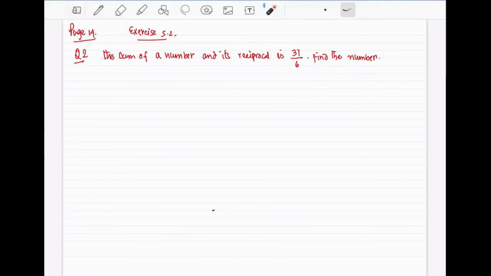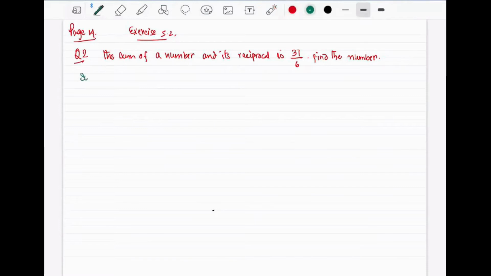Let me repeat again. There is a number. Sum means we are adding them, right? Adding what and what? The number and its reciprocal. If x is the number, what will be the reciprocal? Reciprocal will be 1 by x, right? So according to the question, we have to add the number and the reciprocal, and we are getting 37 by 6. Since we don't know the number, we are taking the number as x.